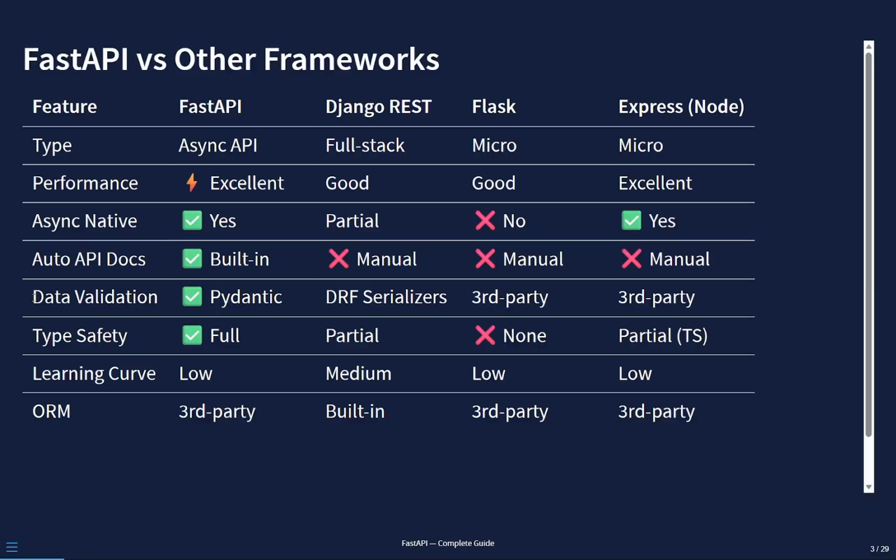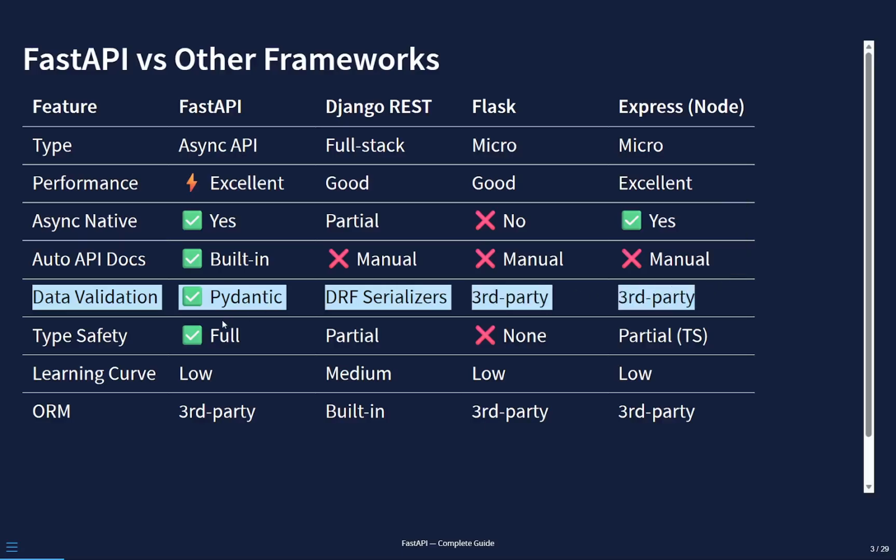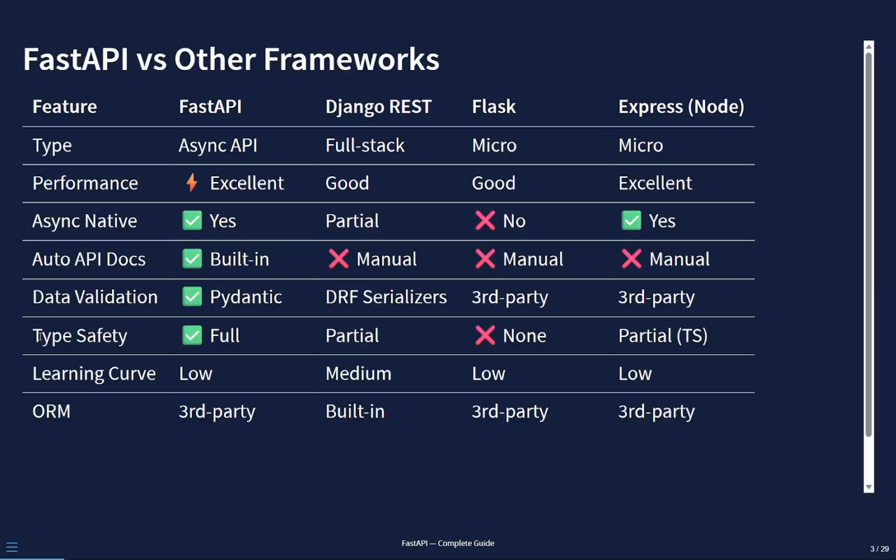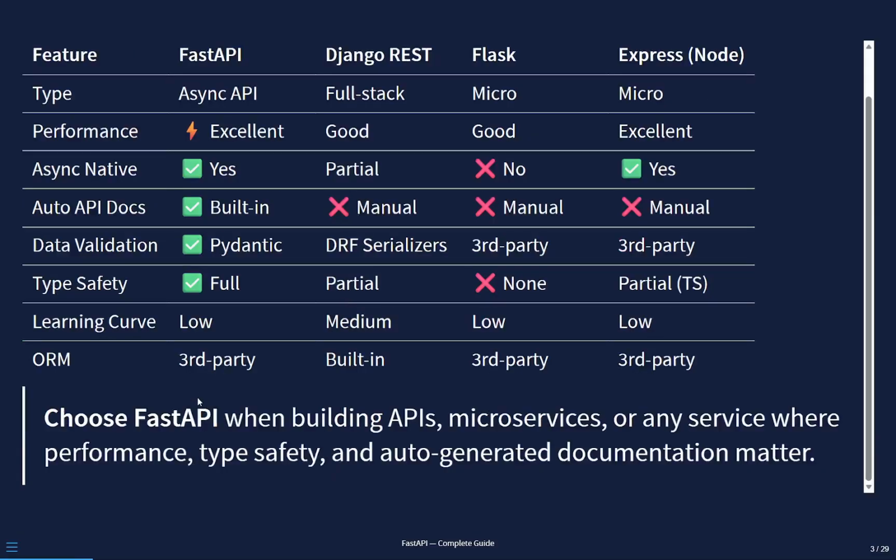Data validation. FastAPI uses Pydantic, arguably the best data validation library in the Python ecosystem. DRF has its own serializers, which are good but verbose. Flask has nothing built in. Type safety. FastAPI gives you full type safety end-to-end through Python type hints. That means your IDE knows the shape of every request and response object. The conclusion is clear. Choose FastAPI when you are building APIs, microservices, or any service where performance, type safety, and auto-generated documentation are important. If you need a built-in admin panel and full-stack features, Django is still the better choice there.